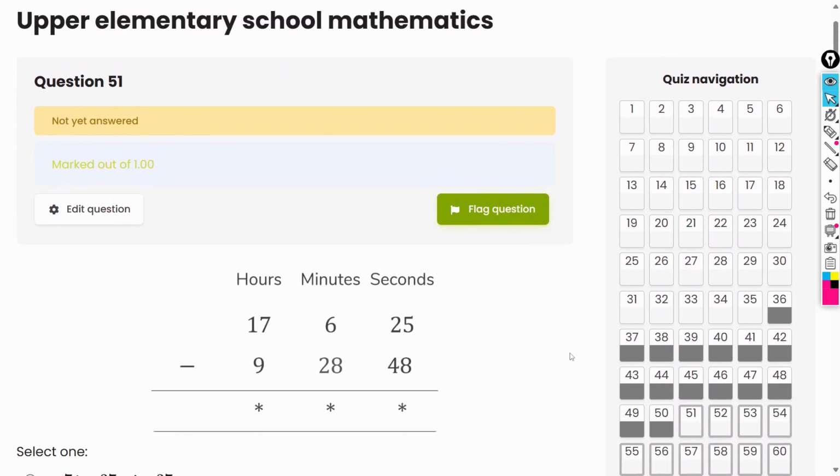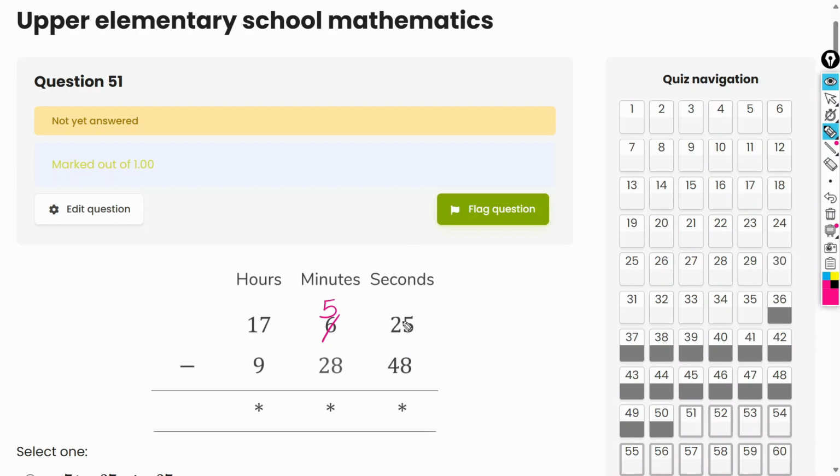We have to subtract. So 25 seconds minus 48 seconds. Of course, that wouldn't work. So we need to borrow 1 from the minutes place. So we are left with 5 here. Now, when you borrow 1 from here, you have to convert it to seconds before adding it here. So whilst we are borrowing 1 minute from here, when it comes here, it becomes 60 seconds, because 60 seconds are there in 1 minute.